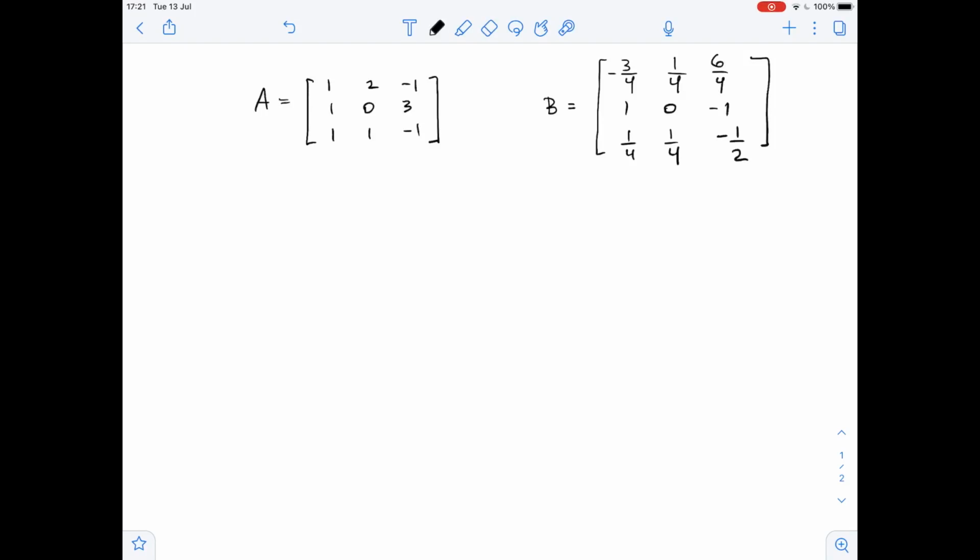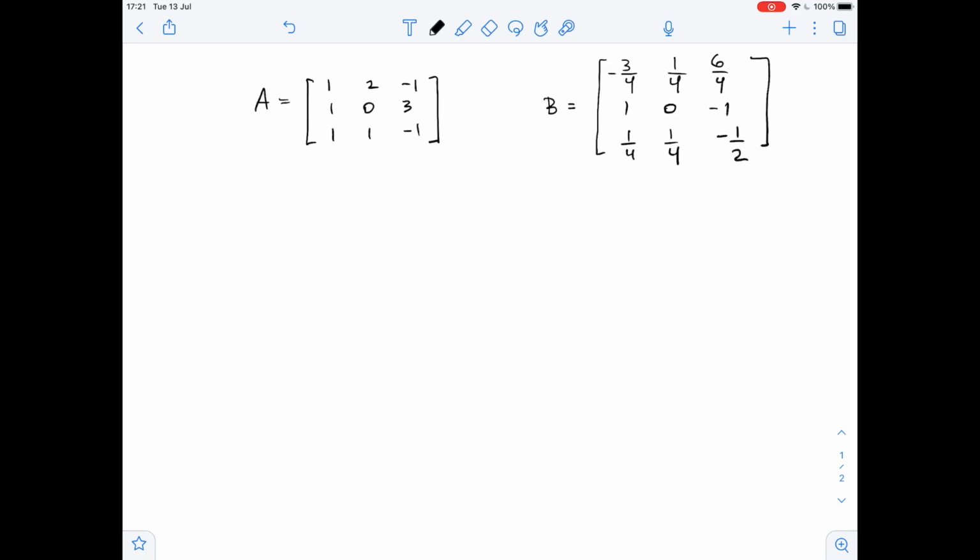So matrix A is given. First we need to find the determinant of matrix A, and then we need to determine whether matrix B is an inverse of matrix A. So let's start by finding the determinant. We will use the expansion along the first row. The expansion along the first row is used to find the determinant of a 3 by 3 matrix.